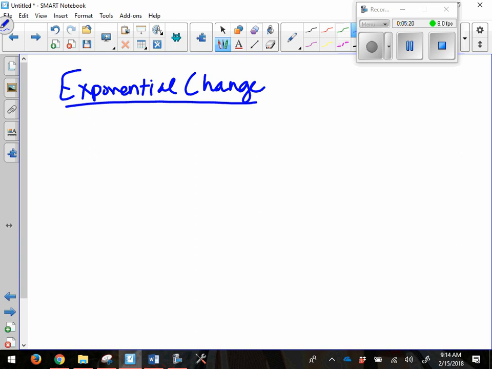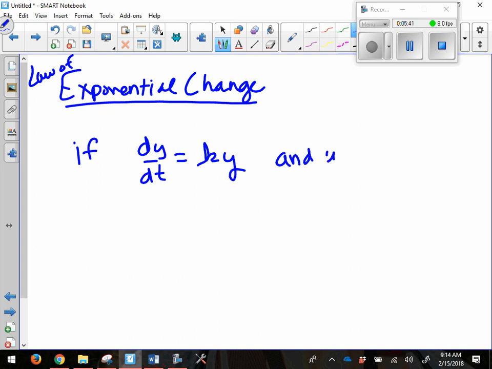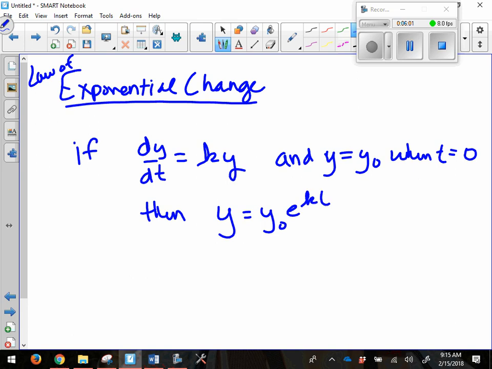All right. So there is a law. I'm not going to risk writing it again. A law of exponential change, which basically says that if dy dt is equal to some constant times y, and y equals some initial value y0 when t is equal to 0, then the solution to my differential equation up here is y is equal to y0 e to the kt.